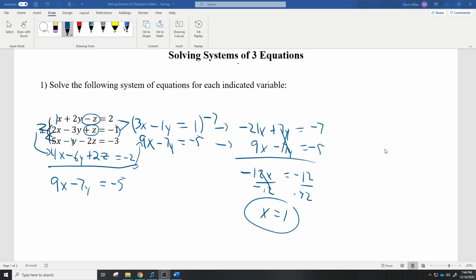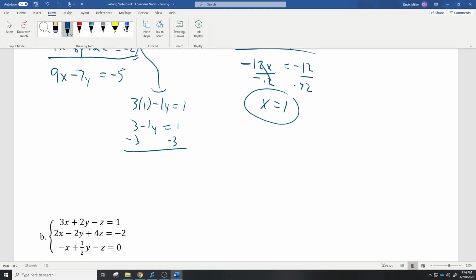We know x is 1, so I can go back to these original 2 here that we found in the middle and plug in 1 for x. So I will do that to the top equation. So it's 3 times 1 minus 1y equals 1. All right, so we get 3 minus 1y equals 1, minus 3 on both sides. We get negative 1y equals 1 minus 3 is negative 2. Divide by negative 1. That just changes it to a positive 2.